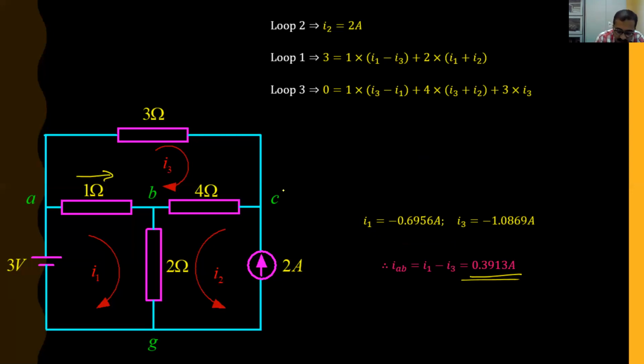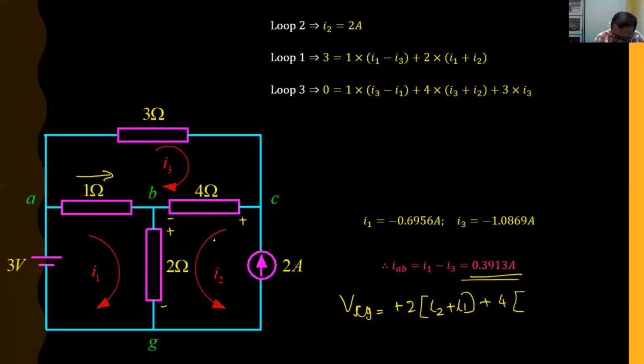Now, how will you find VCG? VCG means you have to move along this path. See, this current is entering here, so this is plus and this is minus. And this current is entering at this point, plus and minus. So now you move from G to C. As you move from G to C, minus to plus is a potential rise. So VCG must be plus 2 into, what's the current through the 2 ohm? It is nothing but I2 plus I1. Then again minus to plus potential rise, plus 4 into, what's the current through the 4 ohm?